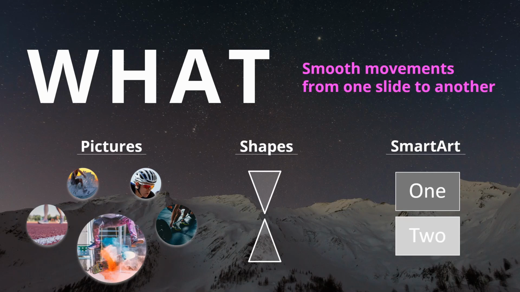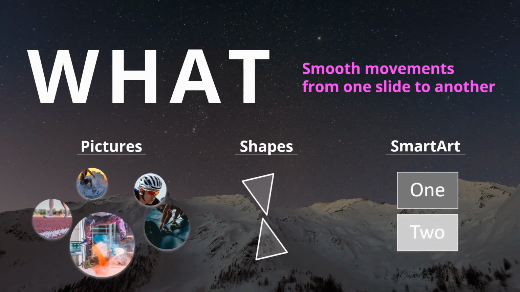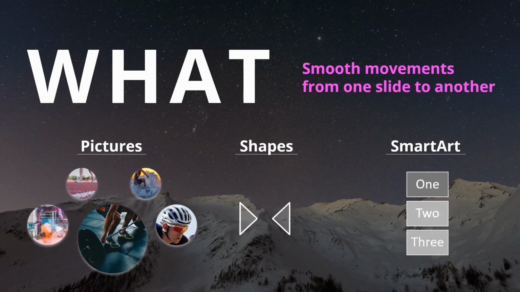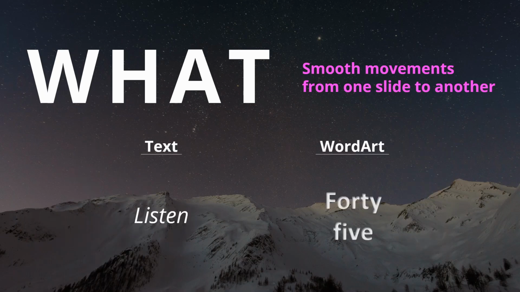In general, the PowerPoint Morph Transition functionality allows you to create smooth movements from one slide to another. Using the morph transition, you can animate a wide range of elements, such as pictures, shapes, or smart art, as you can see here. Make sure to have all the different text boxes, shapes, and so on always ungrouped, otherwise the morph transition will not work. You can also morph text or word art graphics, as you can see here. However, charts cannot be morphed.